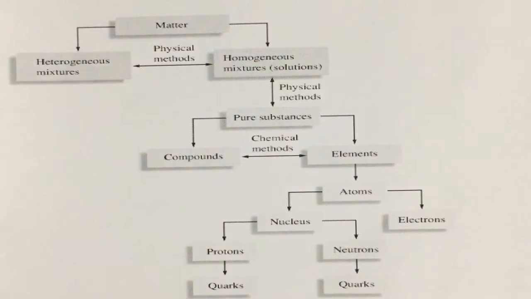We can have pure substances, which are elements or compounds. And elements are made up of atoms, protons, neutrons, electrons, which we will talk about in a later chapter.